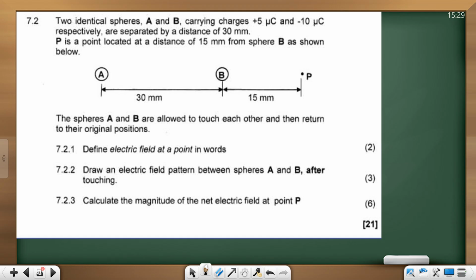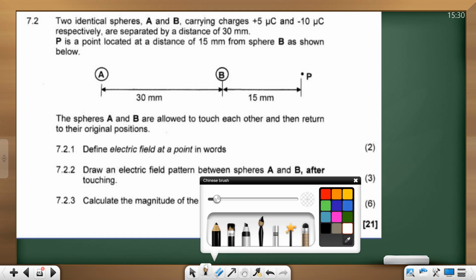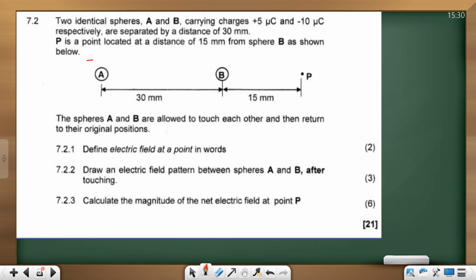All right, let's check this one quickly. Two identical spheres A and B carrying charges of positive 5 micro and negative 10 micro respectively. Let's help ourselves. I don't like the word micro. So what do we say? Positive 5 times 10 to the power negative 6. Do you see there's always a sign, guys? So even when you write your own answer, make sure that there is a sign there, except if the examiner says magnitude.